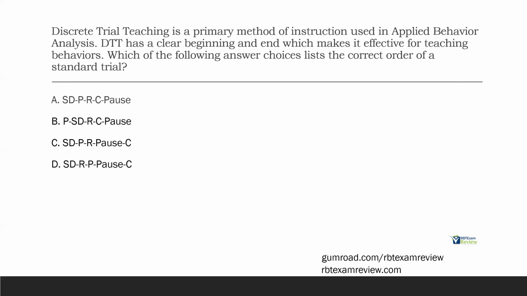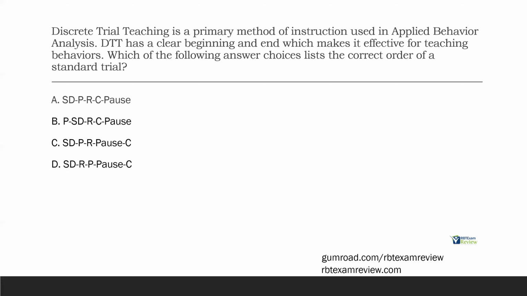So these are the 5 parts of our DTT trial. We have an SD, we have a prompt if needed, we have a response, we have a consequence, and then we have a post or trial pause. Okay. What order do we go in? Well, you should immediately know what comes first, right? Which is our SD. Our SD always comes first. The prompt does not come first. Now, if we were looking at MOs, the MO would come before the SD, but we're not. There's no MOs in this scenario. So our SD comes first, so B is out.